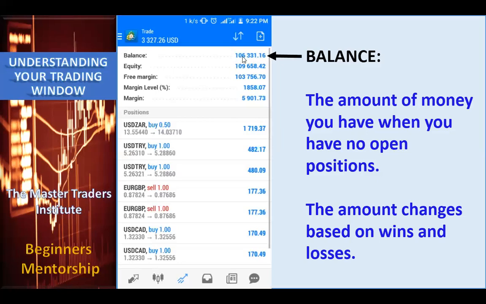So looking at this here, you see 106,331. So what it means is that this person has a balance of $6,000+ in this account. The amount in the balance changes based on the amount every day. So if this guy makes a profit and closes all his trades in profit, the amount you are going to have here is going to be greater than this 106,000 you are looking at.